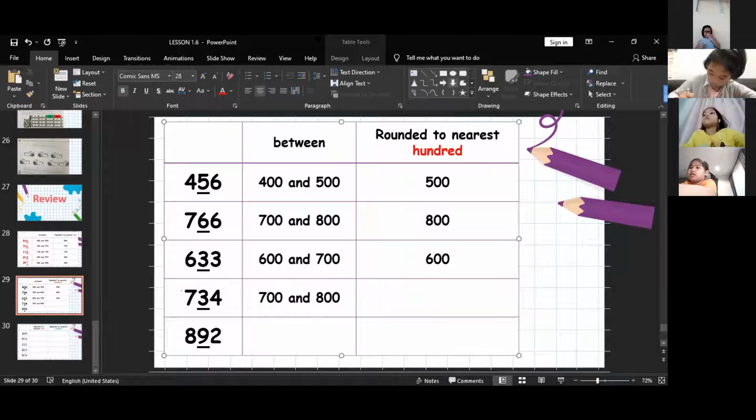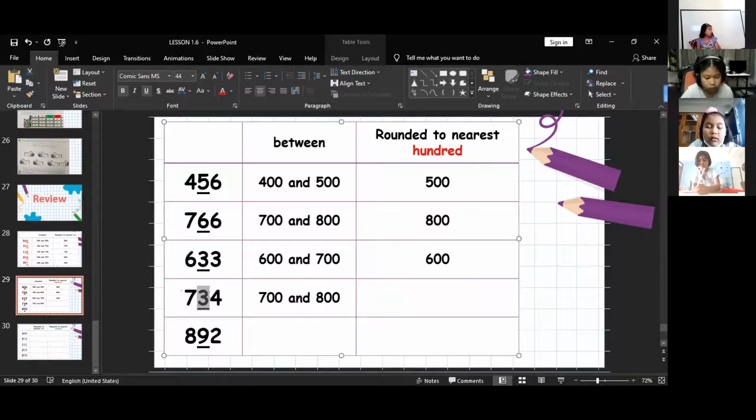800. Very good. So, Premai, can you see the number here in between? The underlined number here? What number is it? Three. Are you going to round up or round down? Round down. Okay. 700 or 800? What is your answer? 700 or 800? 700. Very good, Premai. Thank you.